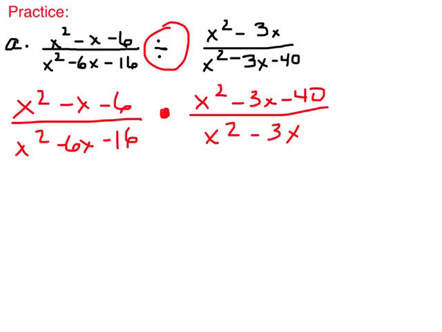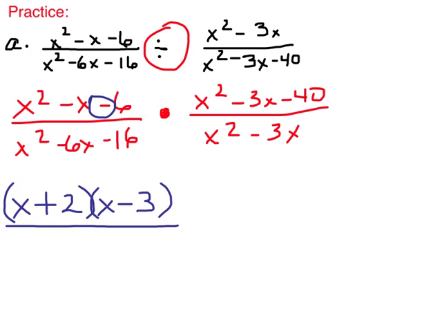Let's do that in a different color, shall we? Alright, so up on top, I'm going to have, in this one, an x plus and an x minus, because I have a negative here. The factors of 6 that would equal 1 when added together are 2 and 3, and I need that 3 to be negative, 2 to be positive.